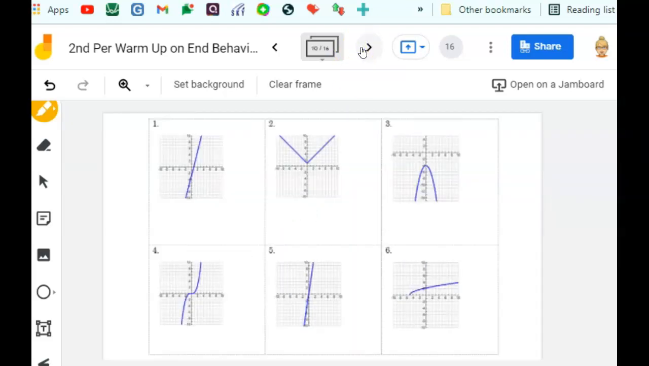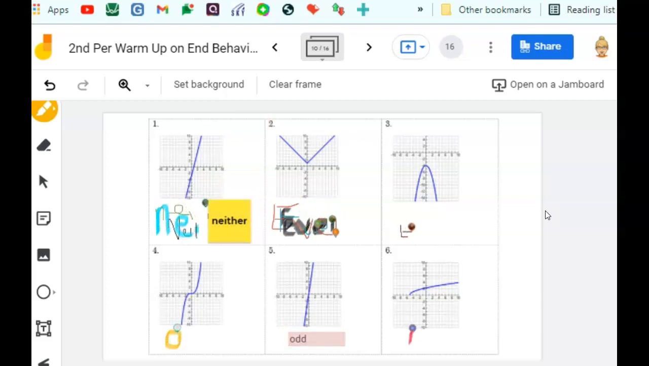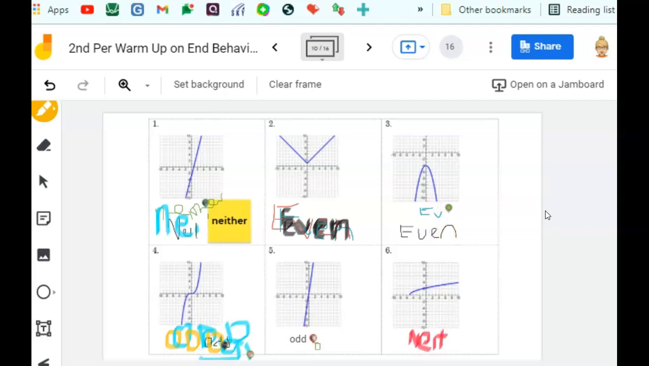All right. So, fill these in: odd, even, neither. You can use the text box. You can try to write. You can make a sticky note. I think you can duplicate your sticky note and move it somewhere else. Neither, good choice on that one because it's not going through the origin. Second one is even. Next one is even. 4 is odd. You're all over it, guys. 5 is odd. And 6 is neither.